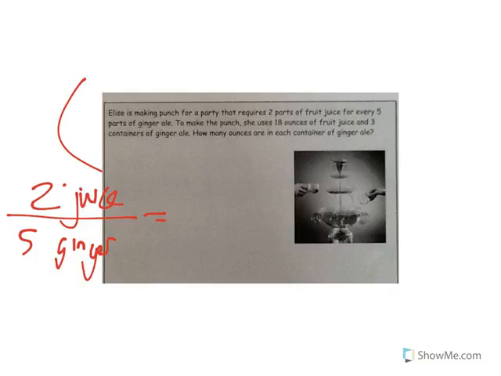If she uses 18 ounces of fruit juice, then we need to figure out how many ounces of ginger ale she's going to use. So that's going to be, let's just call it G. Now, this is important. You're not answering the question all the way yet, because we still have this statement about 3 containers of ginger ale that we need to address in a minute. But 18 times 5 divided by 2 is going to be equal to 45. So G is going to be equal to 45.